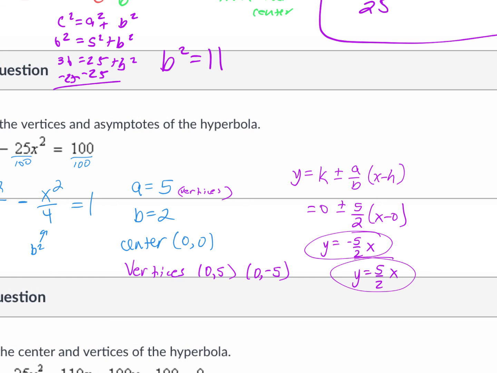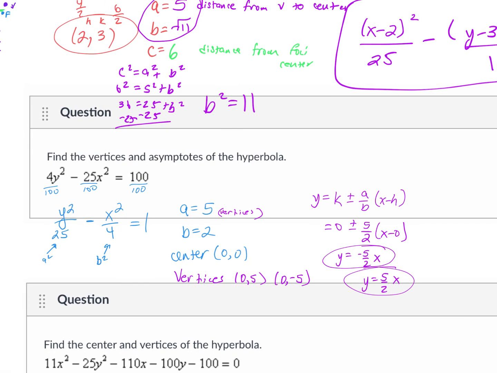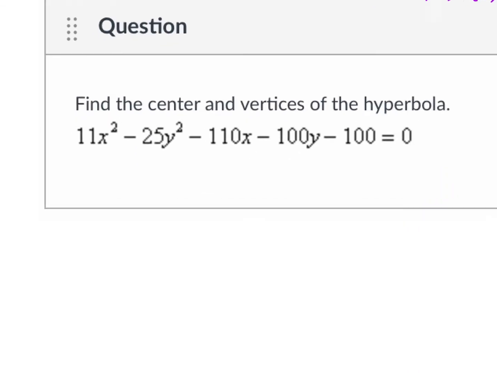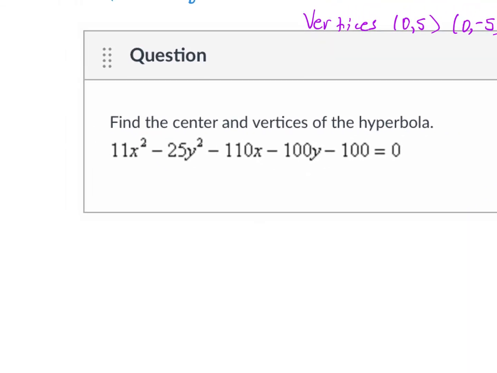You guys can tell so much about all of this stuff just by looking. We got one more problem to do. All right, look at this one. What do you know? Right away, you're like, oh, we have to complete the square because this is not in standard form. So let's get it in standard form.